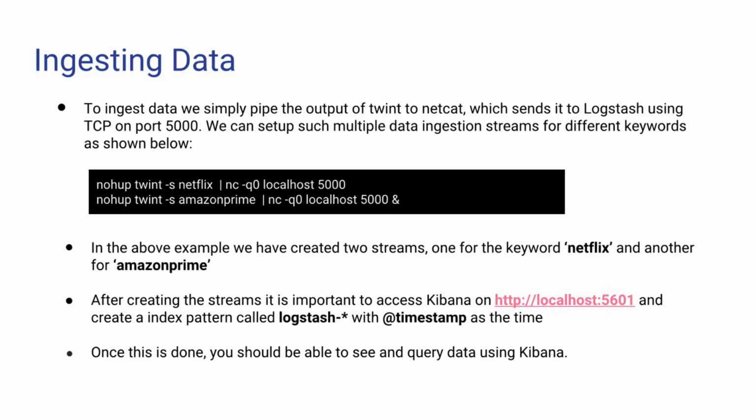To ingest data we simply pipe the output of Twint to Netcat, which sends it to Logstash using TCP on port 5000. We can set up such multiple data ingestion streams for different keywords as shown here. We have created two streams, one for the keyword Netflix, and another for Amazon Prime. After creating the streams it is important to access Kibana at http://localhost port 5601 via a web browser and create an index pattern called logstash-* with timestamp as the time. This is a one-time process. Once this is done, you should be able to see and query data using Kibana.